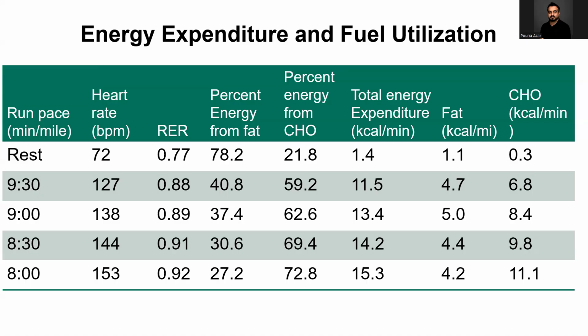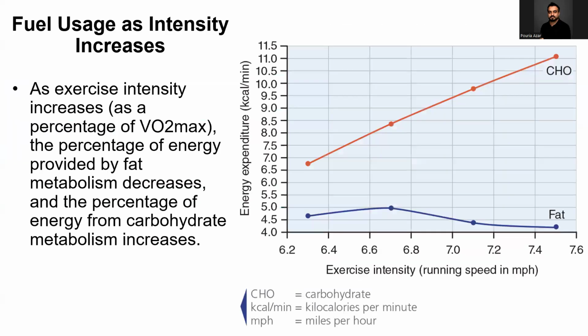But at the same time, the important thing about this table is that we are burning both carbs and fats, but their proportions to each other are different depending on the exercise intensity and even duration. And we will talk about that.